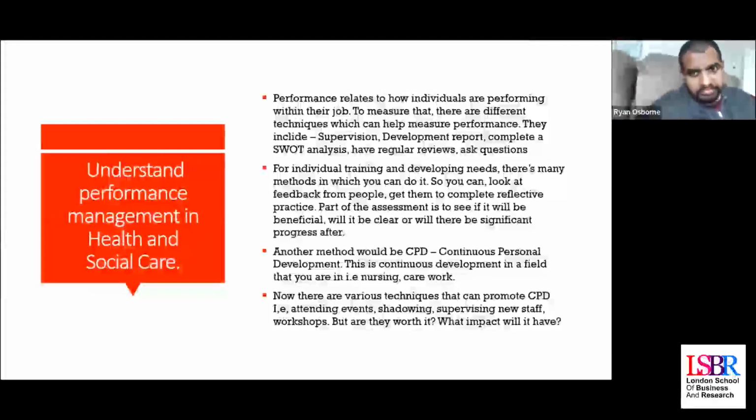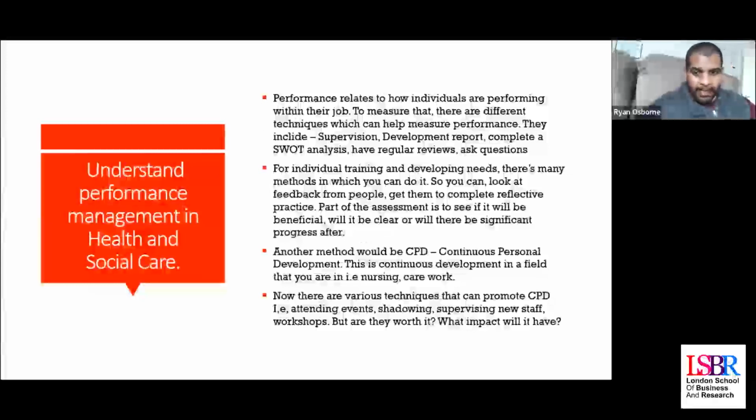So performance management, what is it all about? Performance management. In your job, in your role, whatever role you do, you may come across different people who turn up at your work one day and they look at what you do and they'll give you a score out of 10.